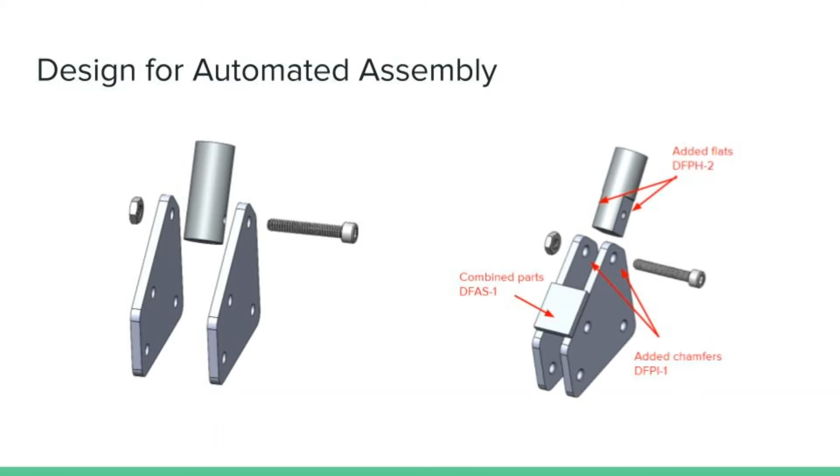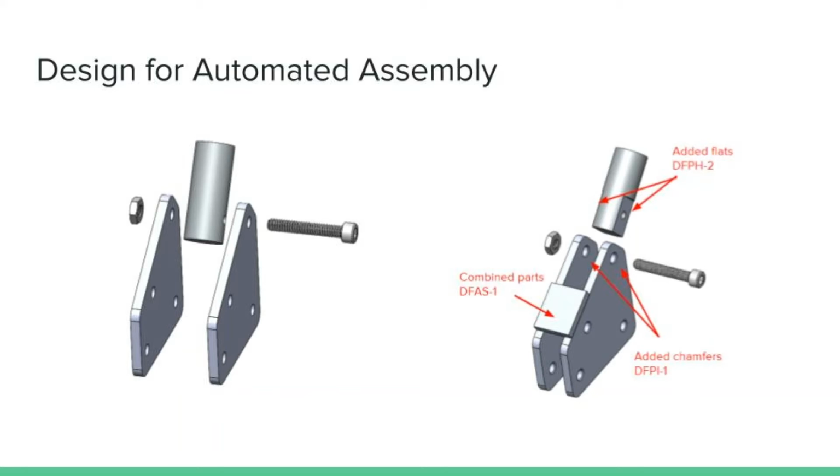With regards to design for automated assembly, I chose the lamp neck platform subassembly. My 3 main changes are shown on the right. First, I took the 2 plates and combined them into one part based on DFAS1, which is to minimize part counts. The gap left in between the 2 sides of the plate is enough for the new flats that I created on the lamp neck itself.